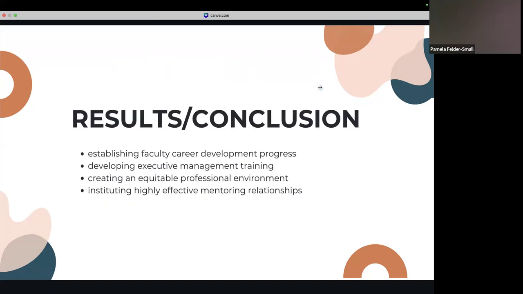And then there were four results or takeaways from the article that I thought weren't actually applicable across contexts, but what the nuances would look like, I think, is really interesting and makes for some compelling conversation. So, those four results are establishing faculty career development progress, developing executive management training, creating an equitable professional environment, and instituting highly effective mentoring relationships.